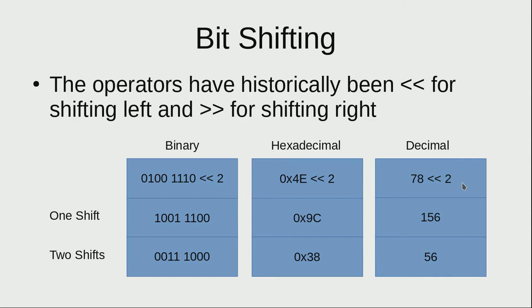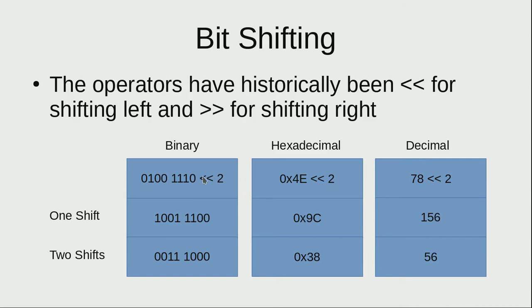Now, I've done this in hex and decimal also. 4E. That may not speak to you very well, so that number is also in decimal called 78, because it's 4 times 16, which is 64, plus 14, E is 14, so that gives you 78.